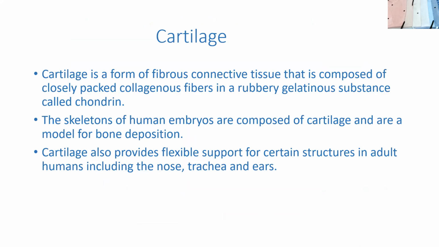Okay, cartilage. Cartilage is a type of connective tissue. It's made up of chondroblasts. Chondroblasts are cartilage producers. We have cartilage in our ear. We have cartilage in our nose. We have cartilage in our knees. We have cartilage in our trachea. We have rings of cartilage in our trachea.